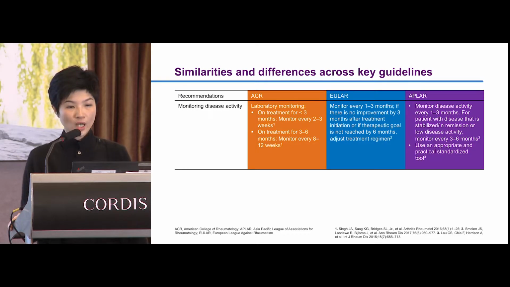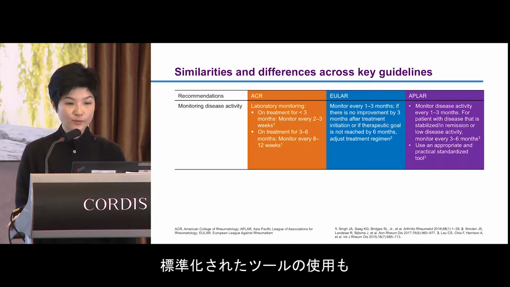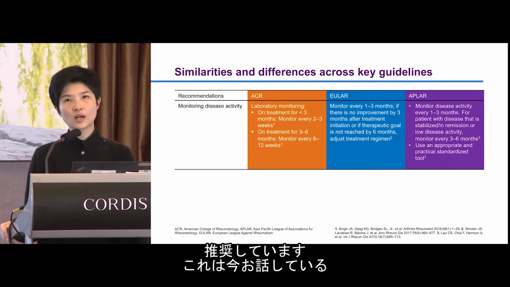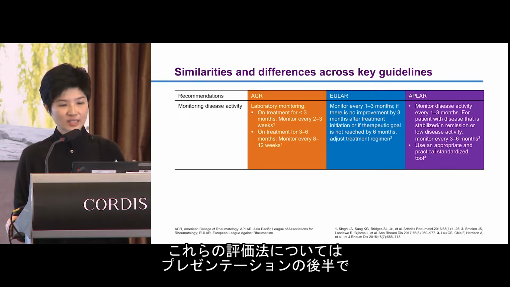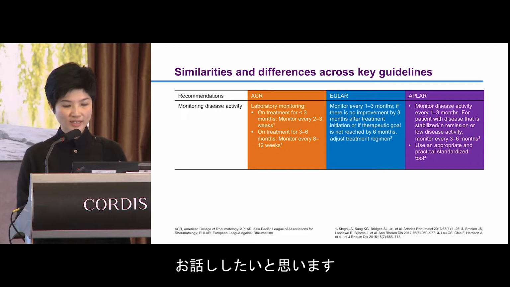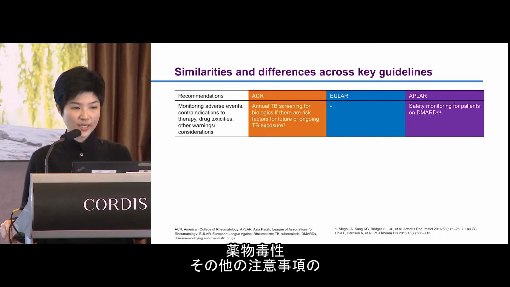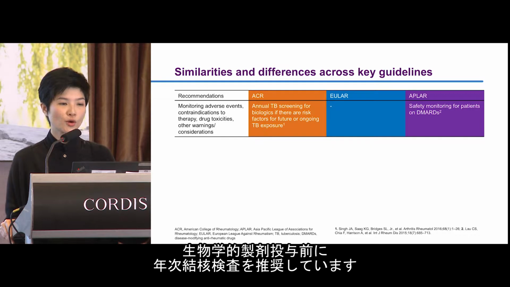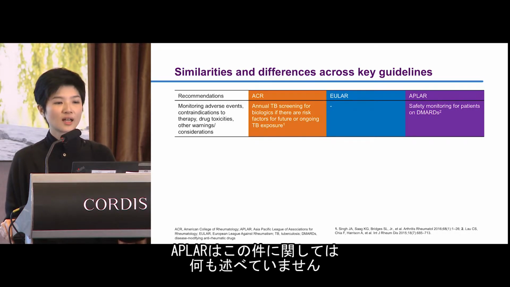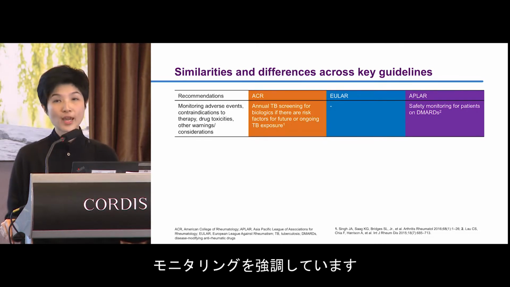And APLA also recommends that we should use appropriate and practical standardized tools. That is what we talk about: the health assessment questionnaires and the DAS28 scores, and we will discuss these assessment instruments in the later part of my presentation. So let's look at monitoring adverse events, contraindications to therapy, drug toxicity, and other warning considerations. ACR highlights annual TB screening for biologics if there are risk factors for future or ongoing TB exposure. APLA didn't mention anything concerning this, and APLA highlights the safety monitoring for patients on DMARDs.